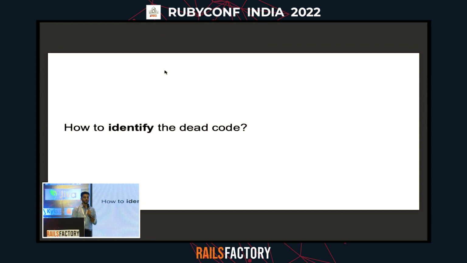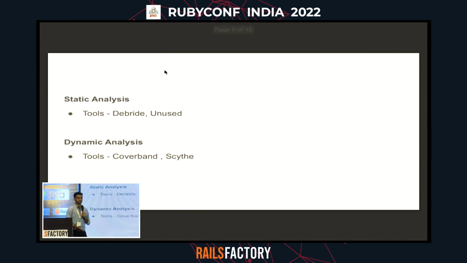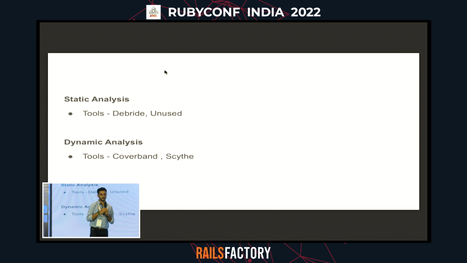Okay, tell me now, how do I identify the dead code? If I have to remove it, first I have to know what the dead code is. For that, we already have some gems present. For example, there are some static analysis tools. These tools are like Debride and Unused. I found them on GitHub. What they do is, they are like Brakeman. They go through each file of your code, and then they check which method is not called.